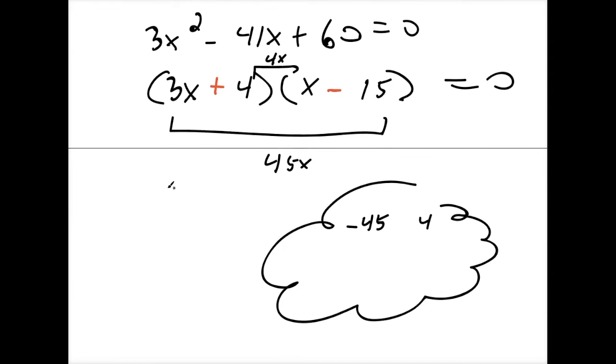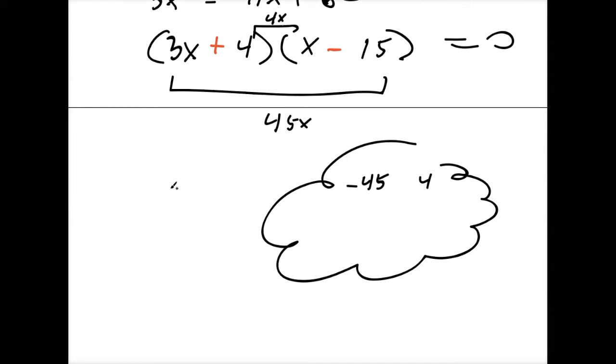And so, not done with the problem though. Don't make that mistake. You're patting yourself on the back like, dude, I just factored this awesomely, and didn't actually answer the question. So we got 3x plus 4, x minus 15 equals 0.